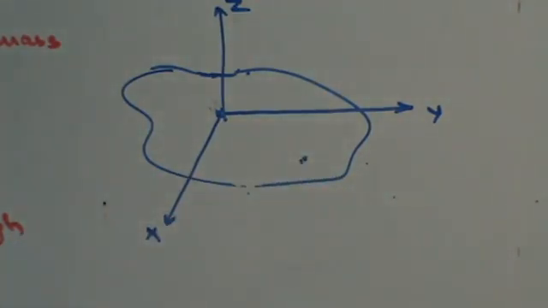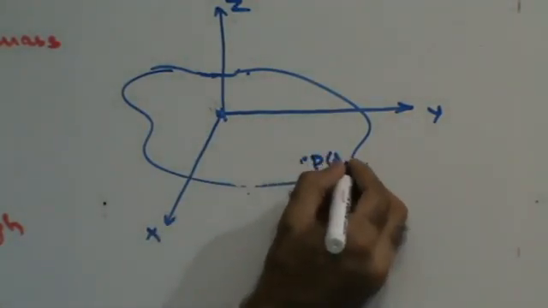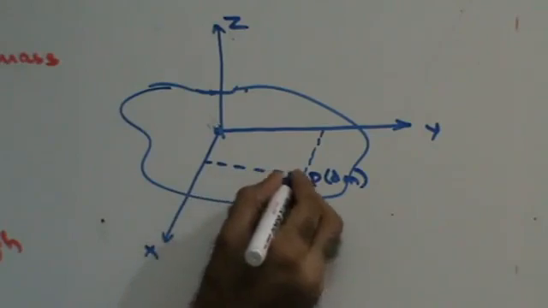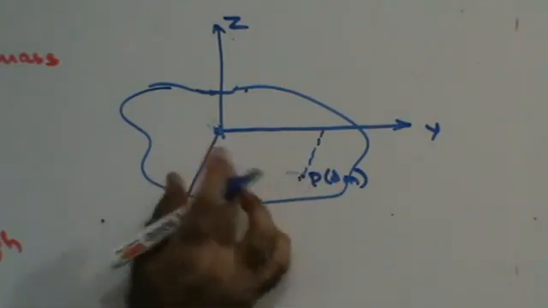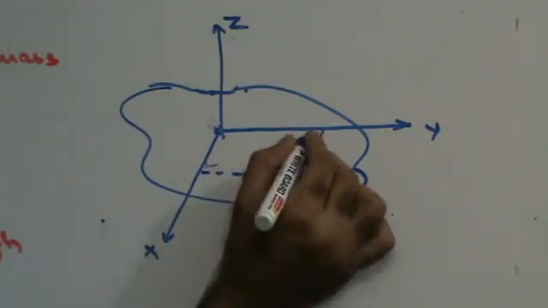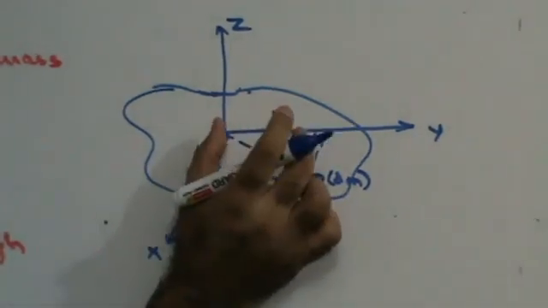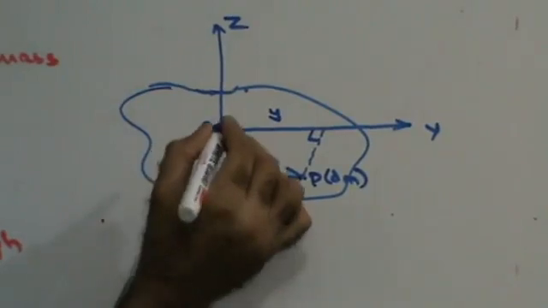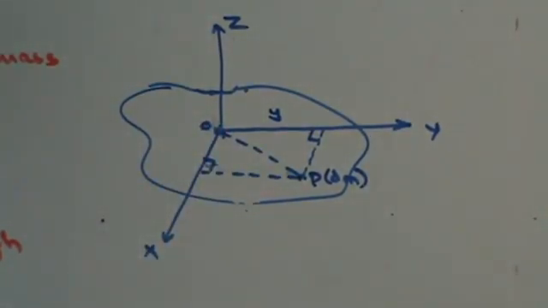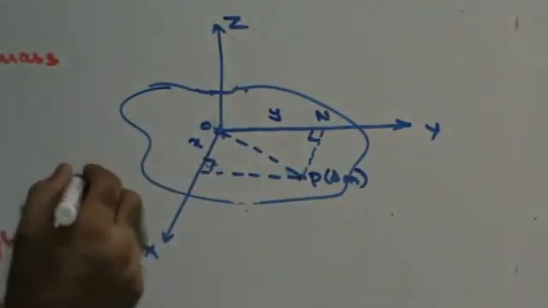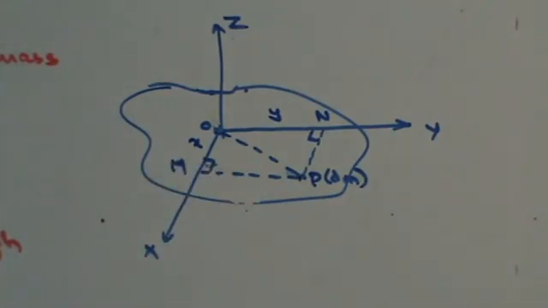Let's consider a point P on the body whose mass is dm. Draw perpendiculars on the x-axis and y-axis. This is the perpendicular here, this is the perpendicular here, and join this. So in that case, this will be y, the distance of the given point, and this distance from the y-axis is going to be x. Let's call this point n, and this point m. Let's write the theory down.